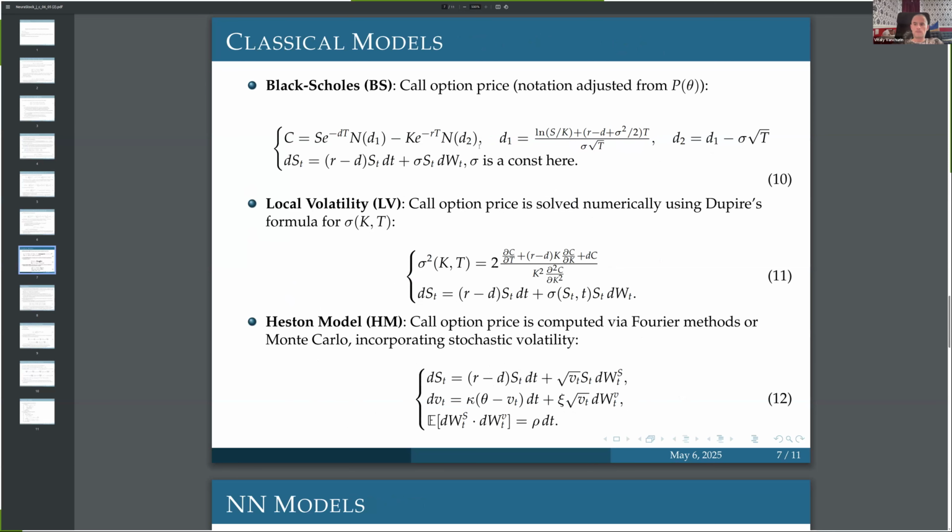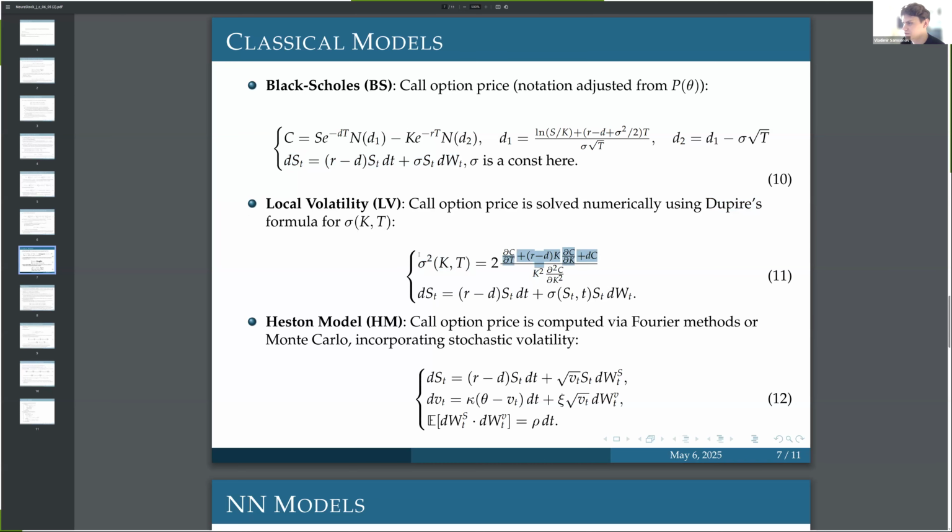Before presenting results, let's revisit the classical models for comparison. The Black-Scholes model provides a baseline with its constant volatility assumption, suitable for simple markets. In Formula 10, you can see the analytical solution for the call option price. There exists an analytical solution for such a stochastic process. And for local volatility, it's often that one uses the pure formula for volatility.